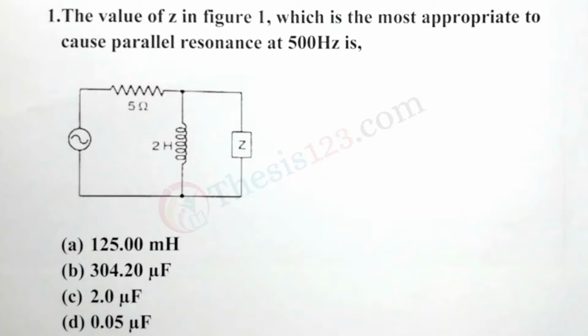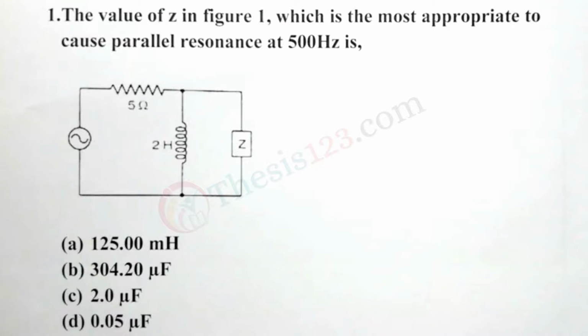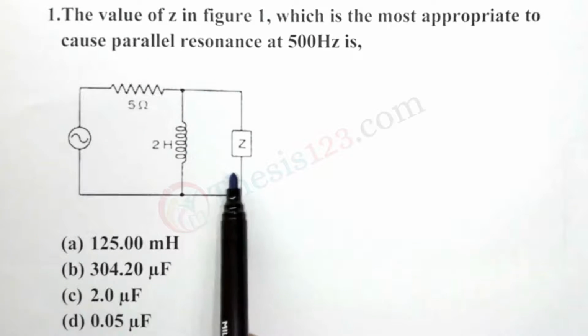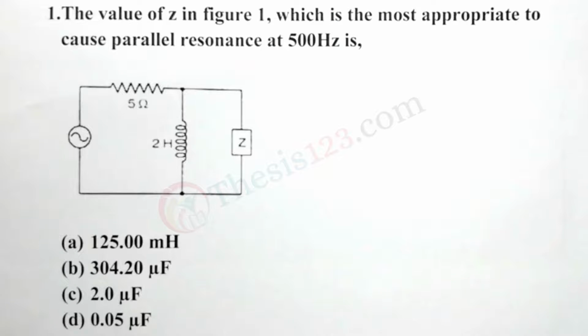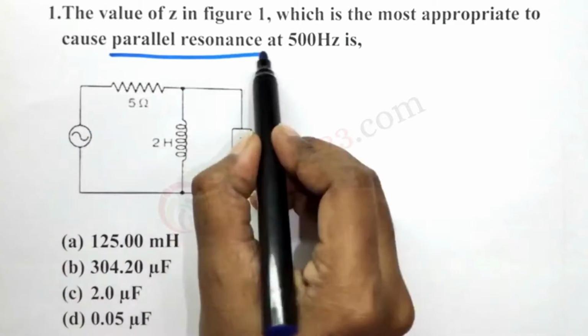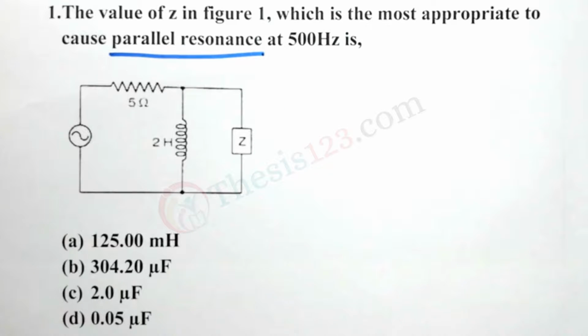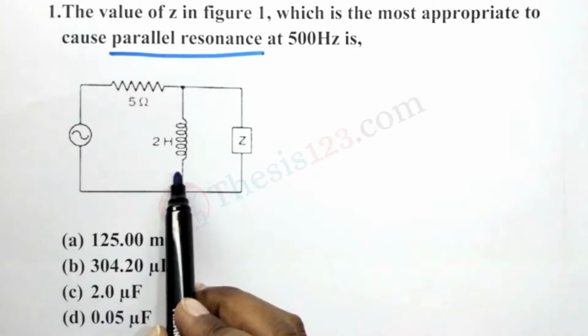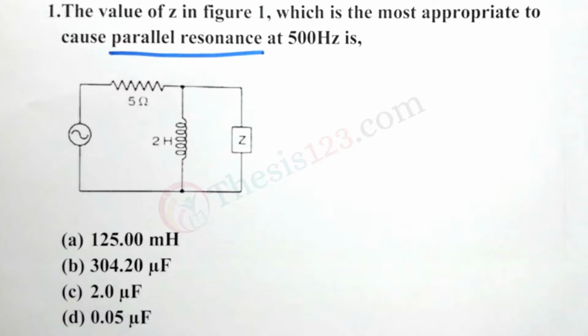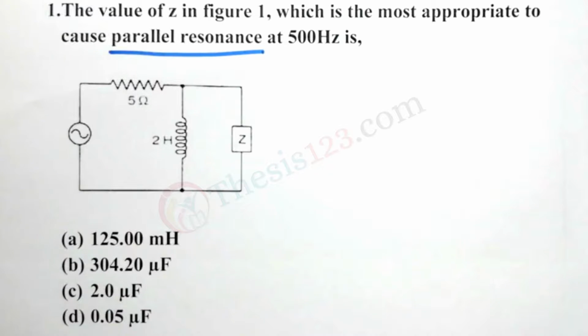So in this problem, we are supposed to figure out the element Z, whether it is an inductor or a capacitor. The first thing we have to note is that the question says parallel resonance. In this figure, you will notice that the element Z is in parallel with the inductor. And since it says parallel resonance, you should know what resonance is.